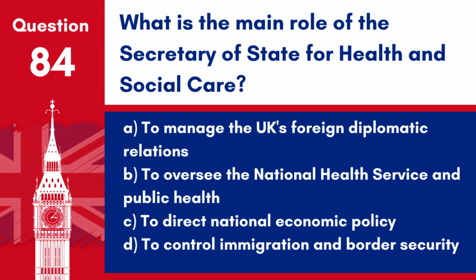Question 84. What is the main role of the Secretary of State for Health and Social Care? A. To manage the UK's foreign diplomatic relations. B. To oversee the National Health Service and public health. C. To direct national economic policy. D. To control immigration and border security.